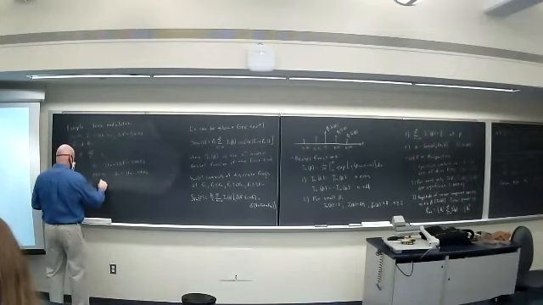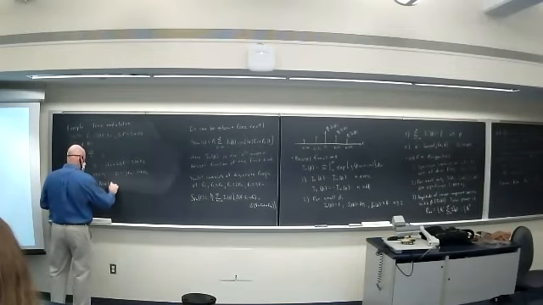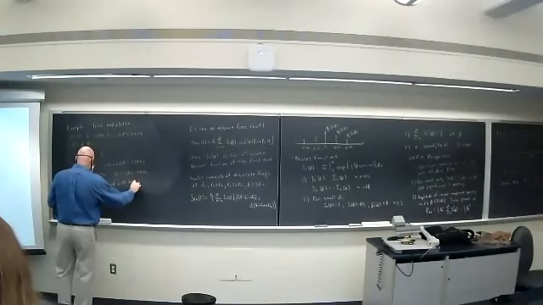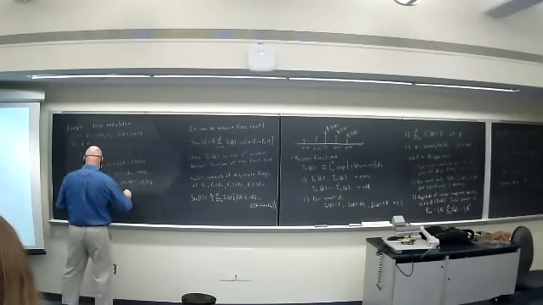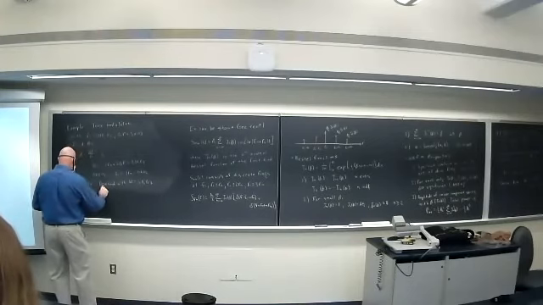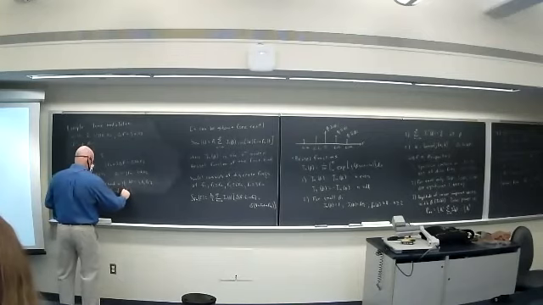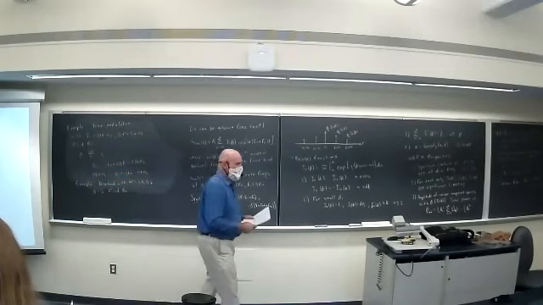Let's say baseband, with W equal to 5 kilohertz. Beta is equal to 5. Find the transmission bandwidth. I'll give you a couple minutes to work that out.